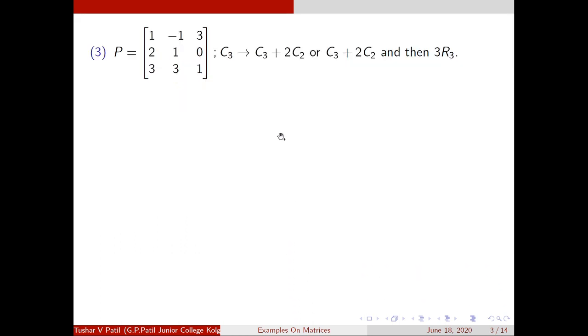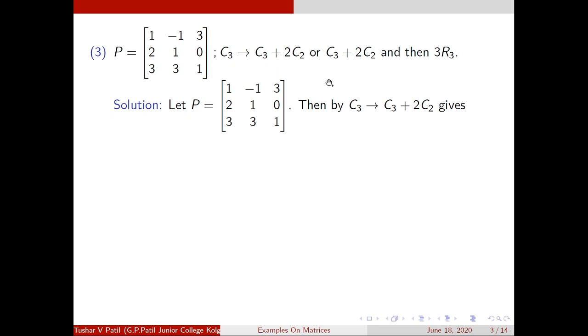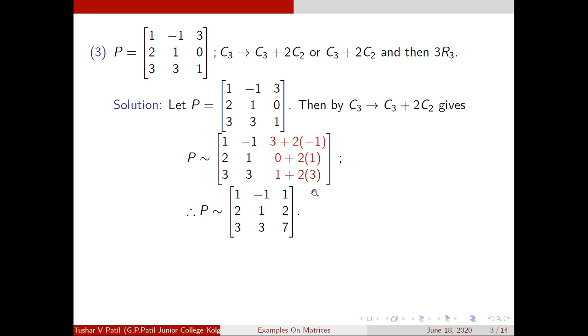Third example, on the P matrix, here there are two operations. The first operation is a column operation and the second is a row operation or row transformation. Let us take the given P matrix. Then C3 is replaced by C3 plus twice C2. That means 3 plus 2 into minus 1, 0 plus 2 into 1, 1 plus 2 into 3, and the other columns as it is. This is the required matrix.